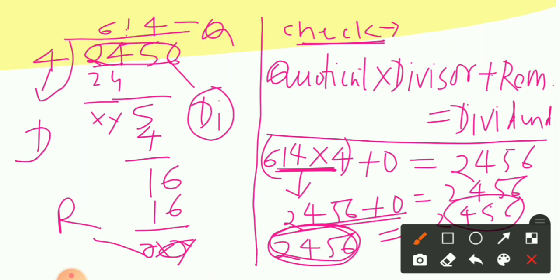So it was a simple checking of the solution, checking of division we can say, and in this way you can check whether your solution is correct or not. In the next video we will solve many questions related to checking of divisions.